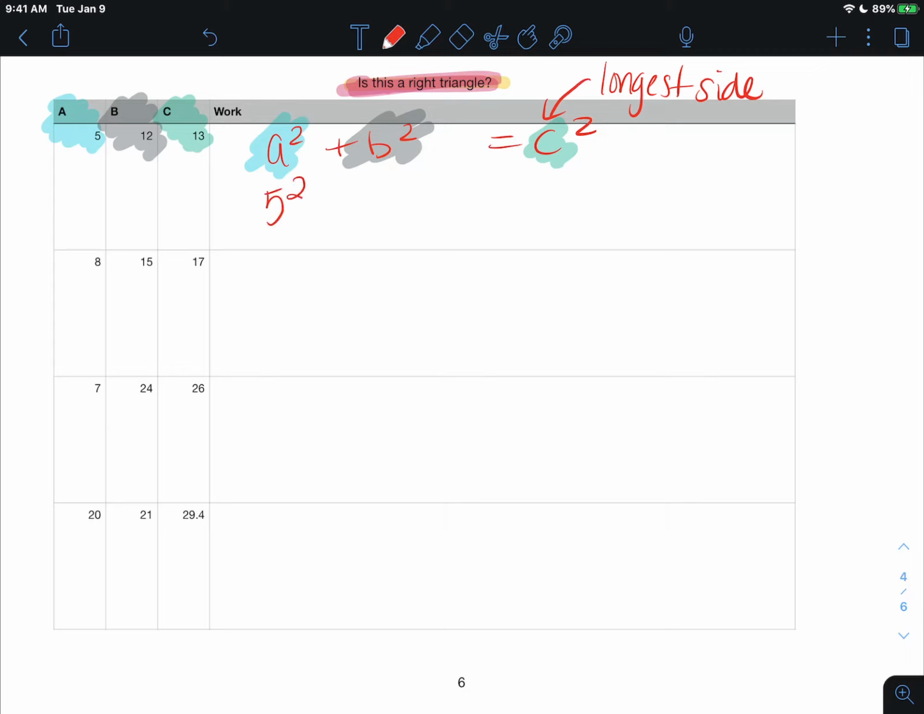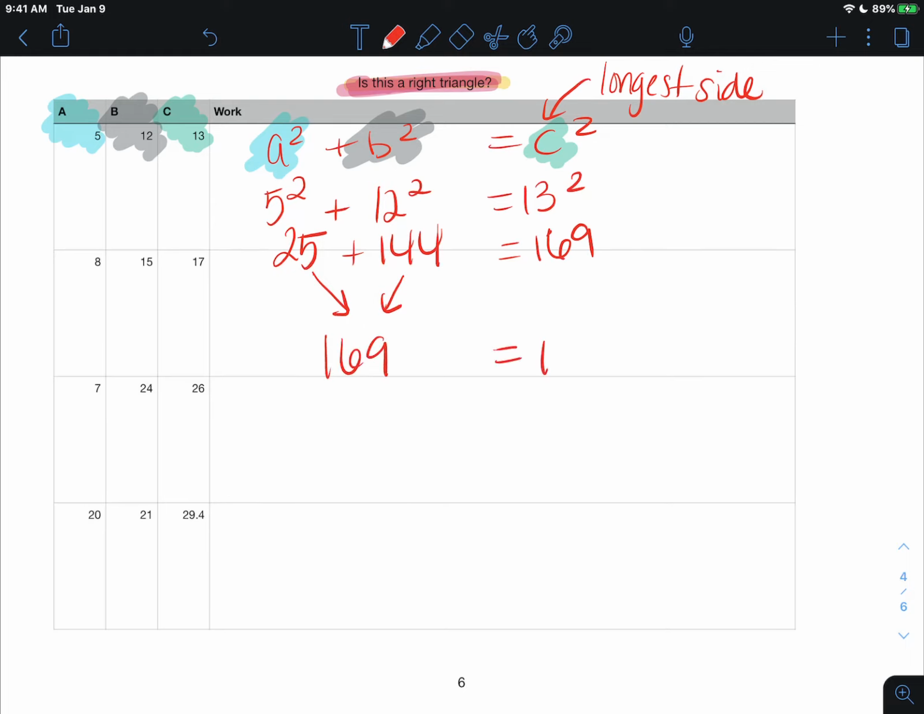Now I'm going to go ahead and plug them in. So, what I can do is I can do this on the calculator. I can type this in and test it, and that'll be at the end of the video. But right now I'm going to do it by hand. So 5 times 5 is 25. 12 times 12 is 144. 13 times 13 is 169. 25 plus 144 is 169. If this is a true statement, that means, yes, this is definitely a right triangle.